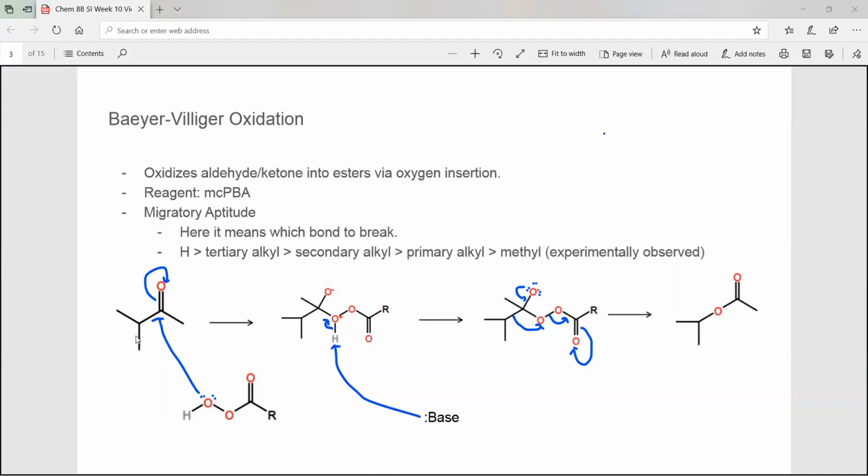From experimental results of this oxidation reaction, there's a general trend. Hydrogen is most likely to break off, then tertiary alkyl, then secondary alkyl, primary alkyl, and finally methyl. Going back to this example, there's the methyl group and the secondary alkyl group. So the secondary alkyl group is more likely to break off.